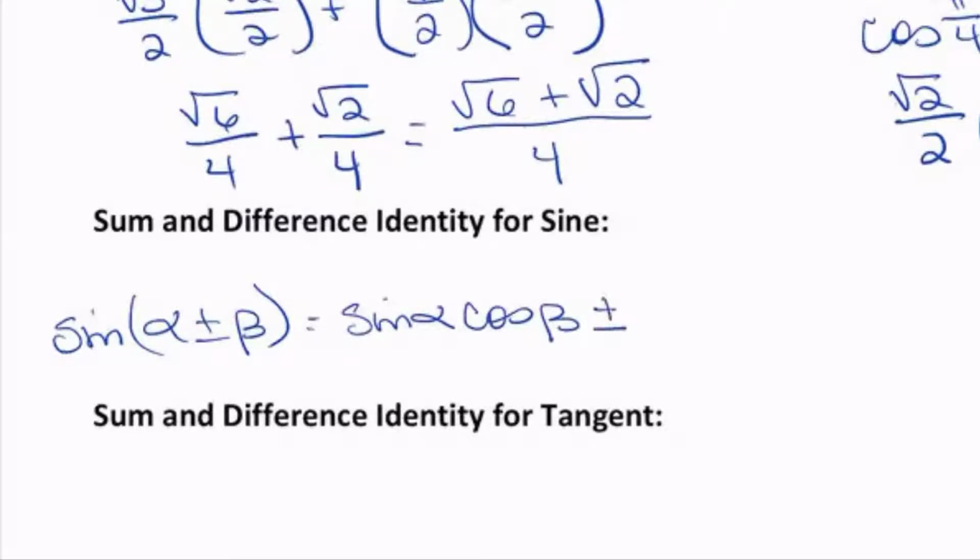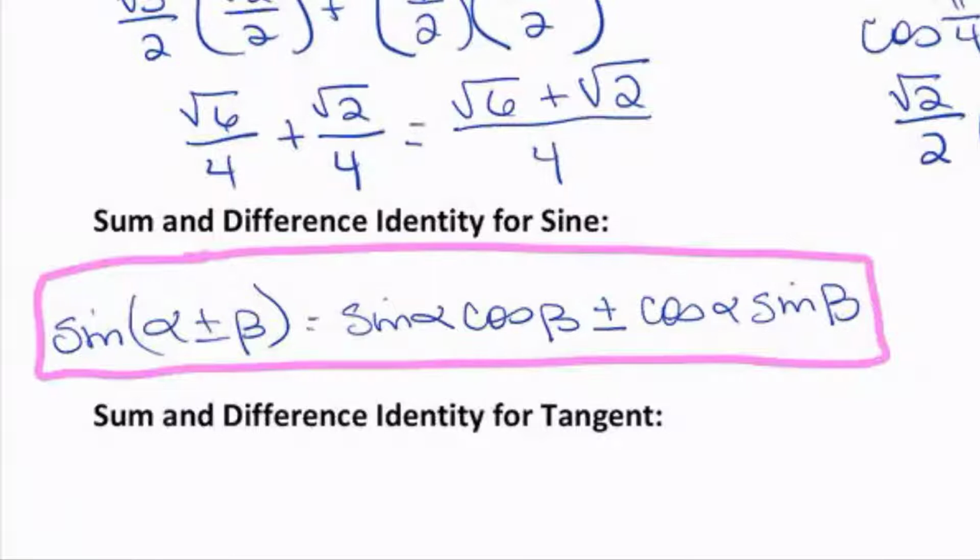If you start with addition, you keep addition. If you start with subtraction, you keep subtraction. And then the angles switch. We do cosine of the first angle alpha times sine of the second angle beta. So you might want to highlight that one.